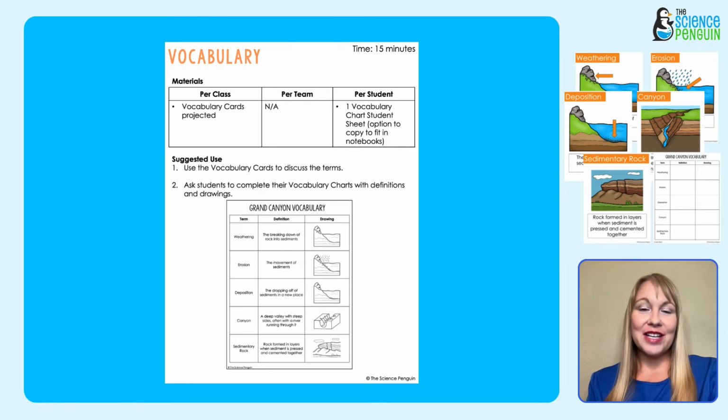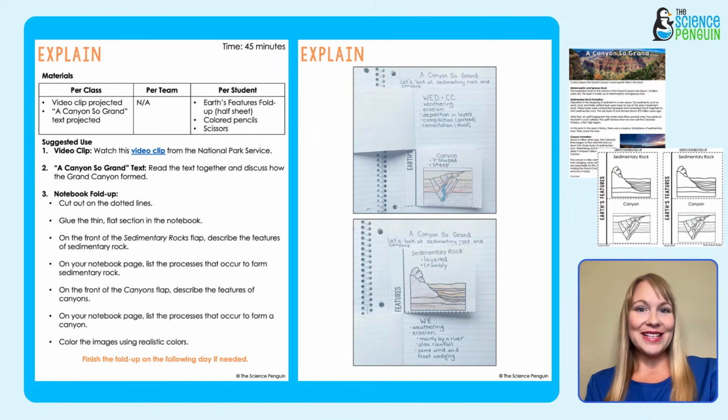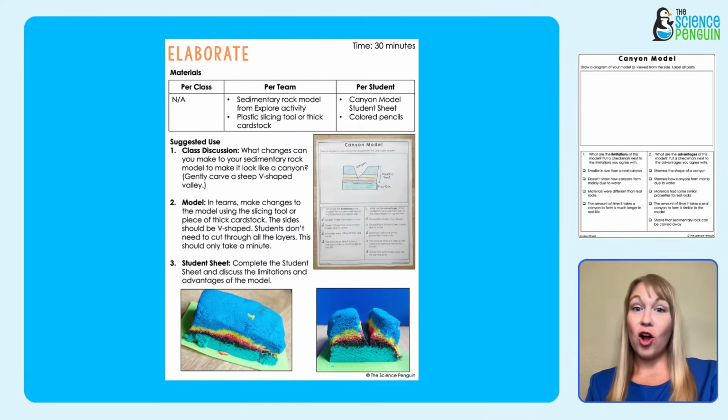In the vocabulary section, you'll find projectable or printable vocabulary cards, as well as a vocabulary chart where students can record definitions and drawings in their student notebook. The Explain section has the materials, directions, and any projectables or printables that you need to solidify the content. Elaborate also has the materials, directions, and projectables or printables that you need as the students go deeper into the phenomena.